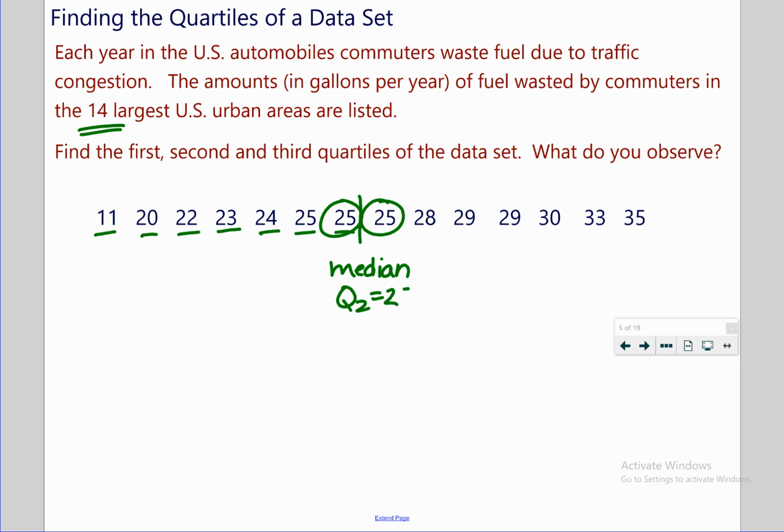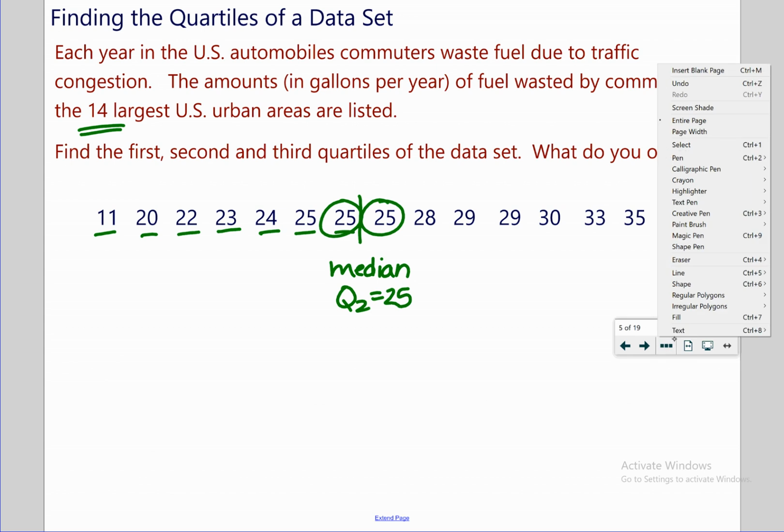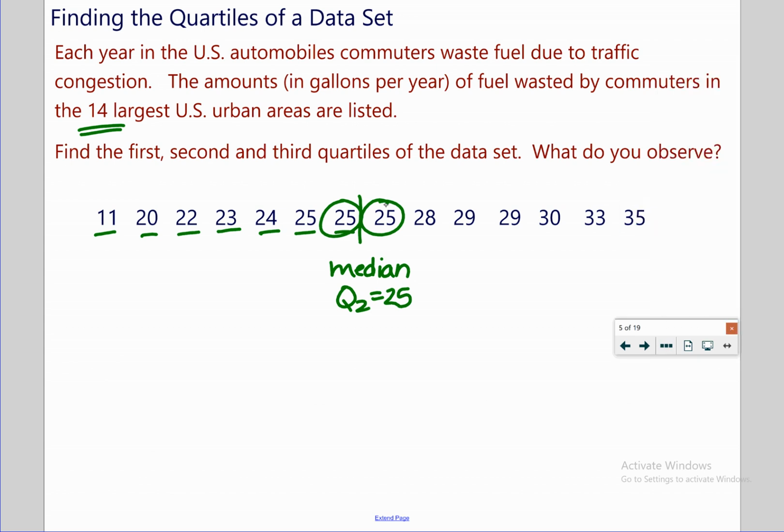25. Okay, now that median is in between 2 of our data values. We're not using the median, but we're using everything else. So those 25s are being used now to find the upper and lower quartile. In the upper half and the lower half, I have 7 data values. I want to find the middle of those. So what number do I need to count up to?